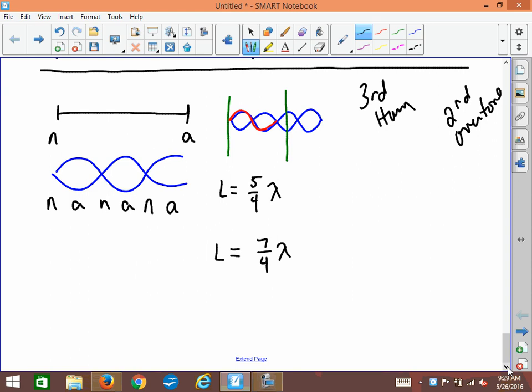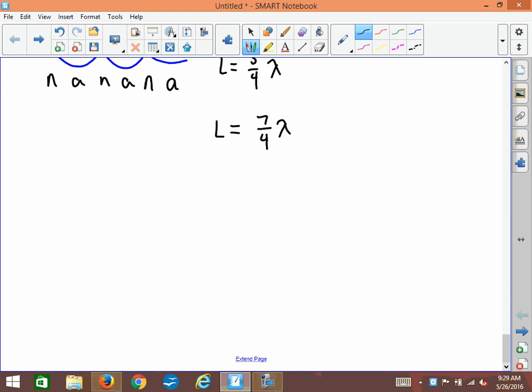So we need a relationship that will describe that. Well, here's how you do it. This cute little relationship here, 2n minus 1, will always give you an odd number. Let's see what happens if I put the first harmonic number in there, where n is the harmonic number. I would get 2n, which is 2 times 1, which is 2, and then take away 1 is 1.